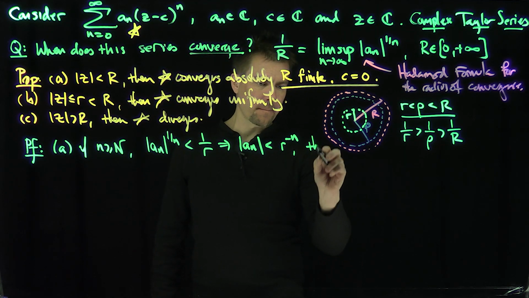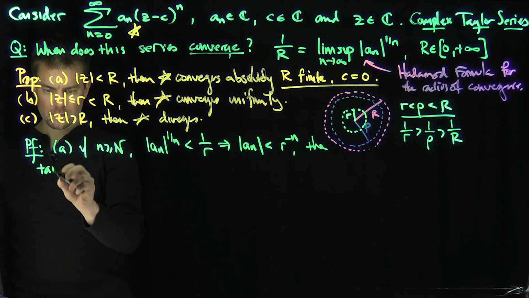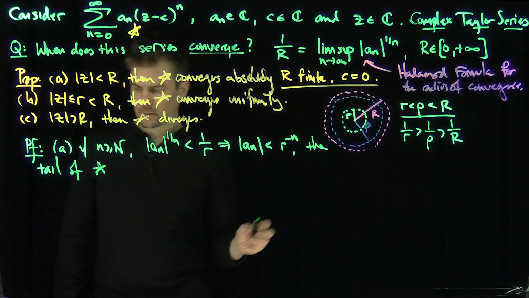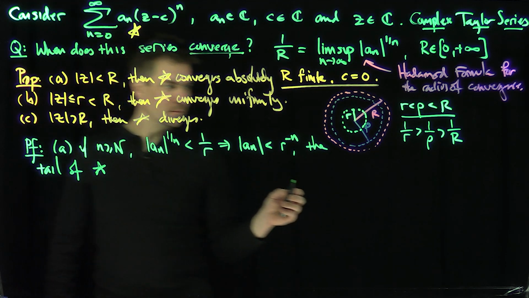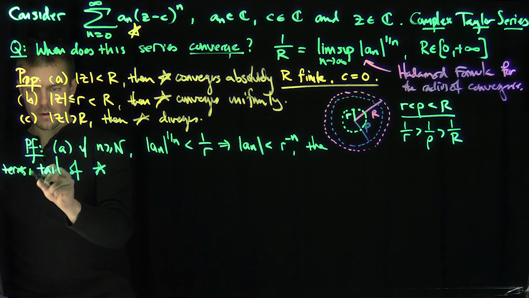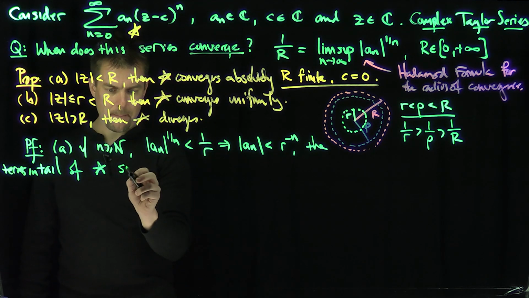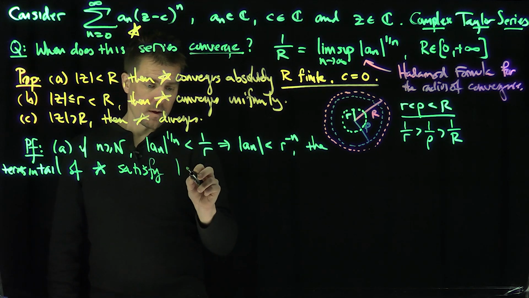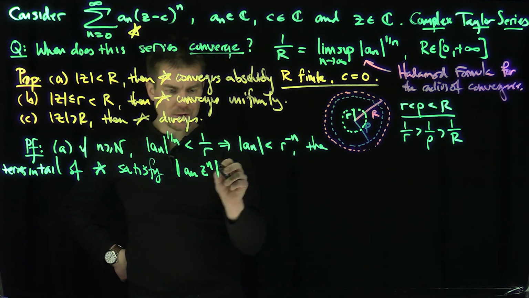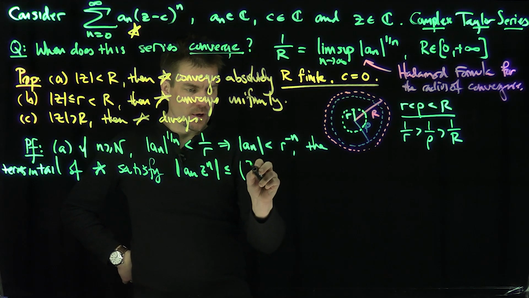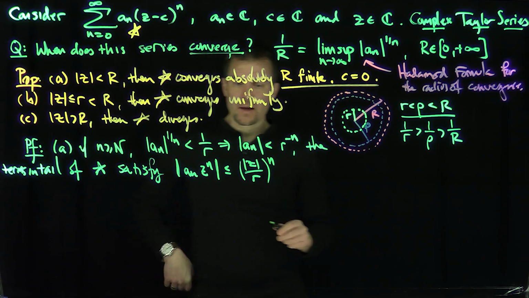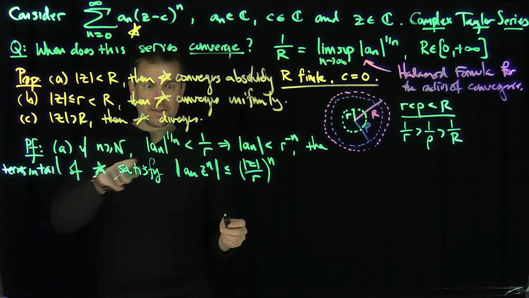Then the tail of our series, the tail of star, what can we estimate the terms by? The terms in the tail of star satisfy modulus an modulus z to the power n. What do these terms look like in absolute value or modulus? In modulus, they look like less than or equal to modulus z over r to the power n.